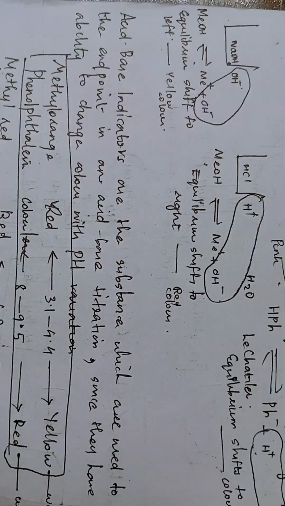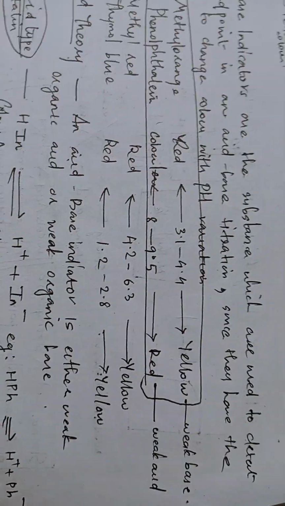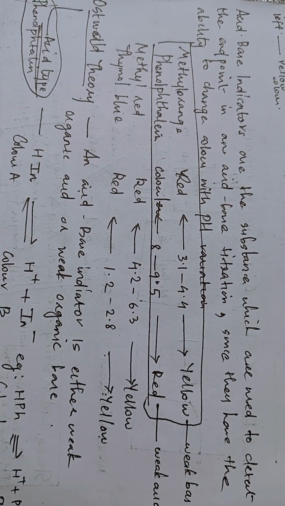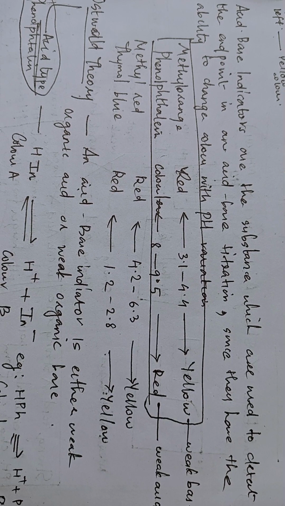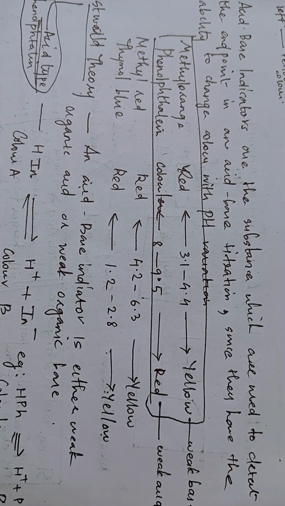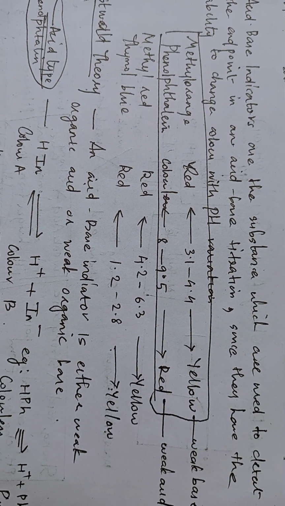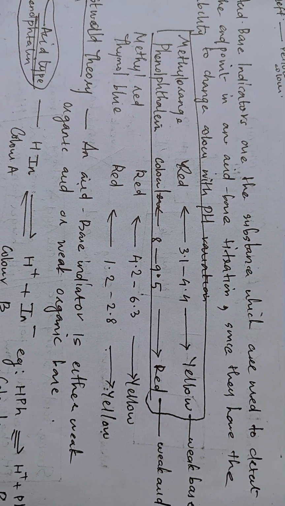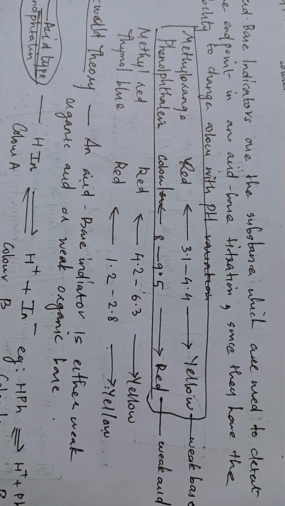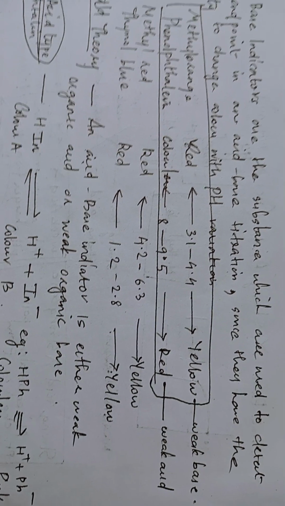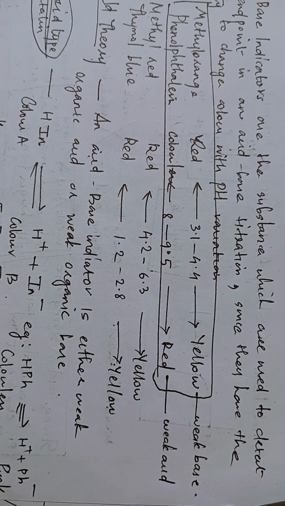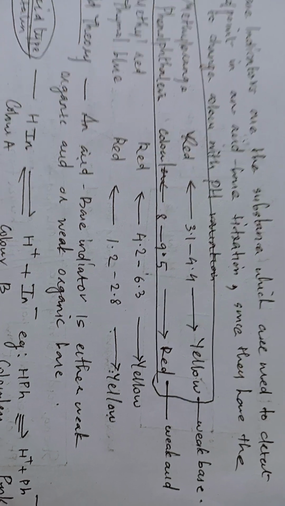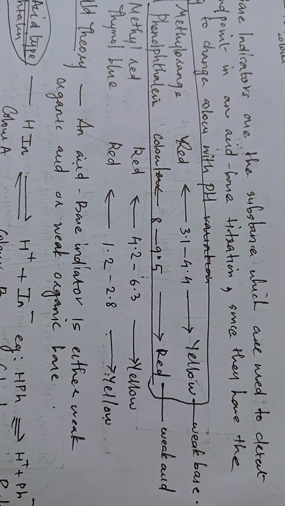So if we write from an exam point of view, if you want to define acid base indicators, these are substances which are used to detect the end point in an acid base titration, since they have the ability to change color with the pH. That is the point which you should mention, because that's the reason why you choose acid base indicators. The two examples given in your text are methyl orange and phenolphthalein. Phenolphthalein is a weak acid, methyl orange is a weak base.